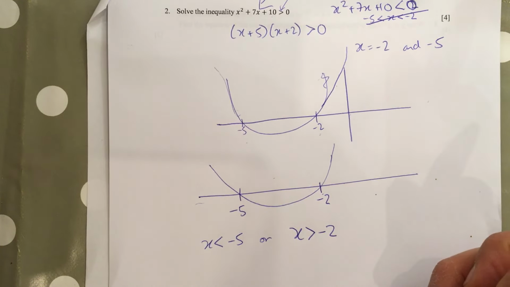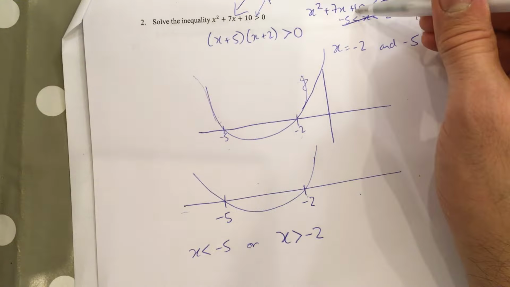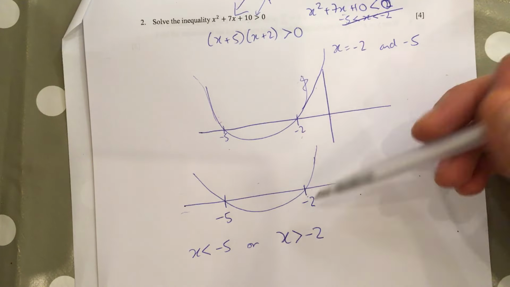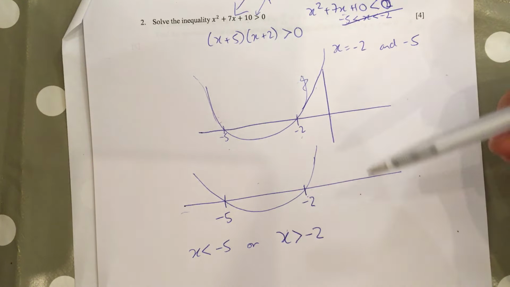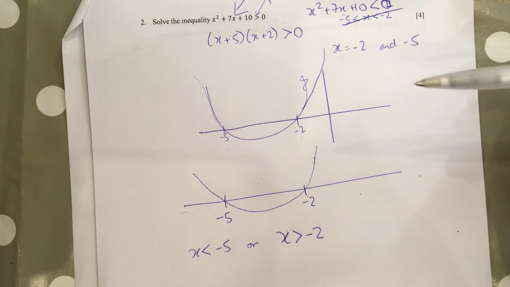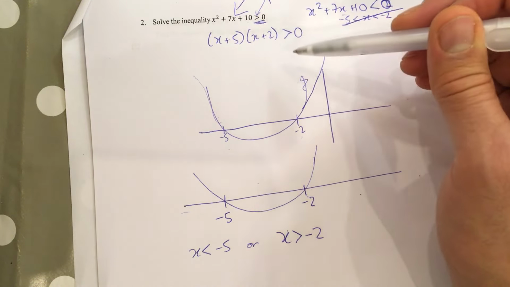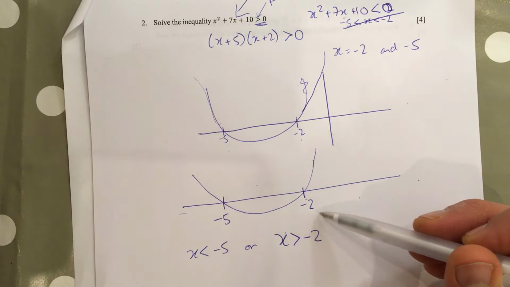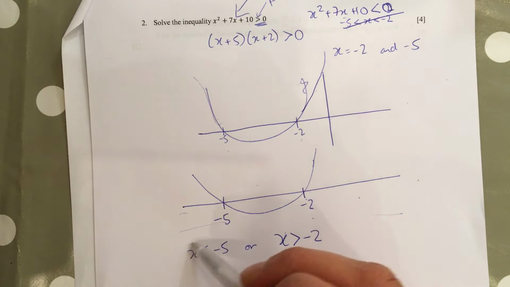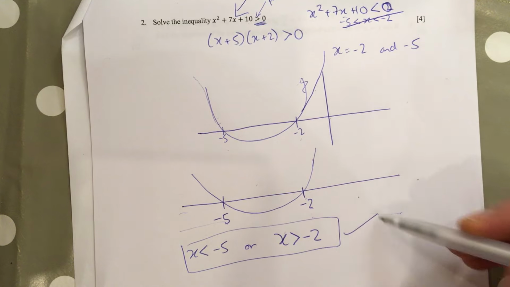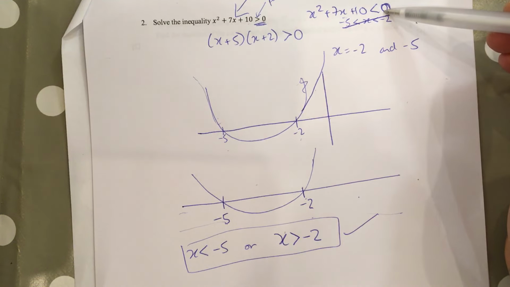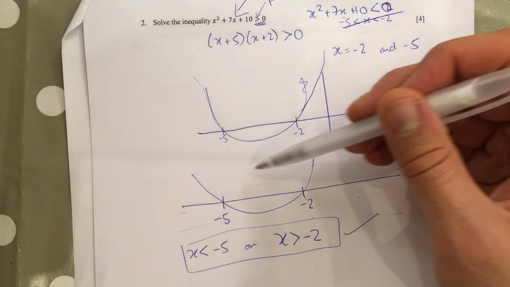These two different types of solutions, the one I just crossed out here and the correct one, are often referred to as inside or outside solutions. When we're looking for a positive result, when it's greater than 0, we're looking for the values of x outside the roots. So greater than the top root, less than the bottom root, and that's the answer to this question. But if it's negative, then we're looking for between the roots, so between minus 5 and minus 2.